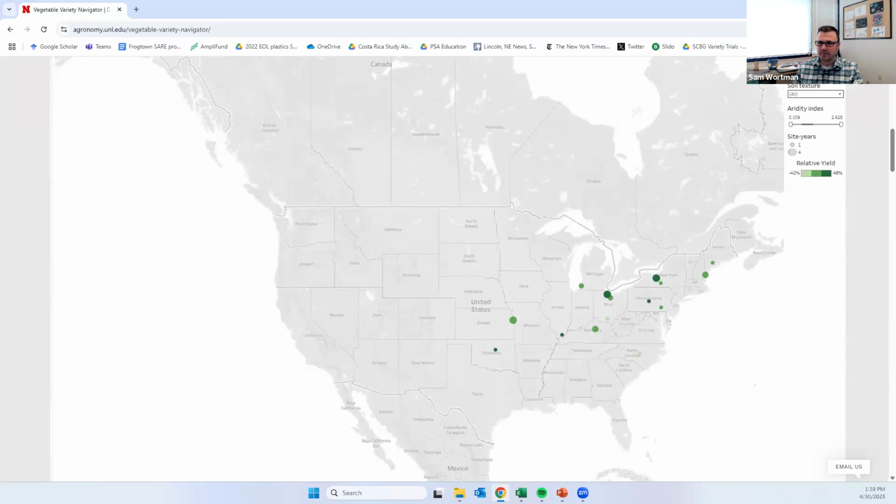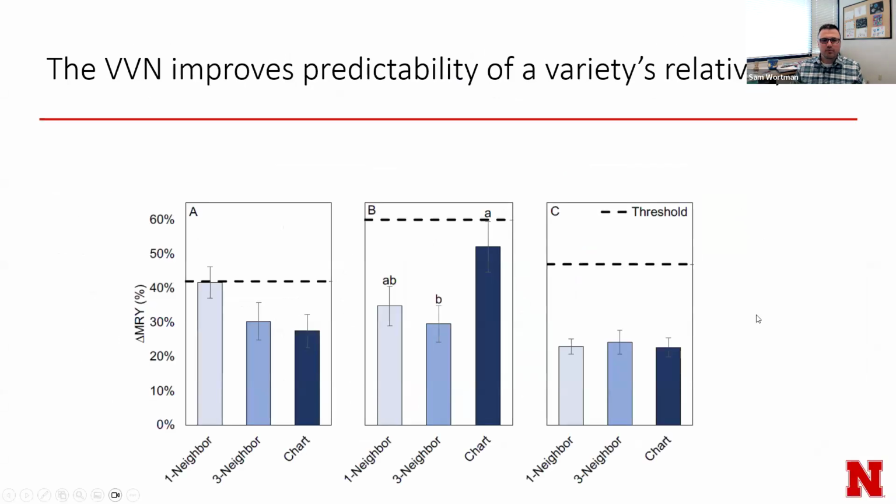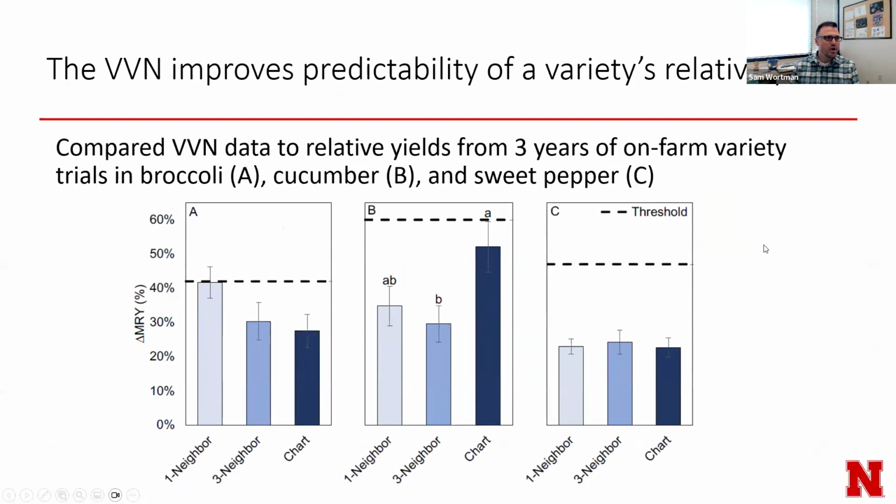Okay, so head back to the PowerPoint to finish up here. And we recently conducted some additional variety trials because we wanted to ground truth this vegetable variety navigator to say, how effective is this for making decisions? So what we did was we compared data in this vegetable variety navigator to yields from 3 years of on-farm variety trials that we conducted here in eastern Nebraska for cucumber, sweet pepper, and broccoli.